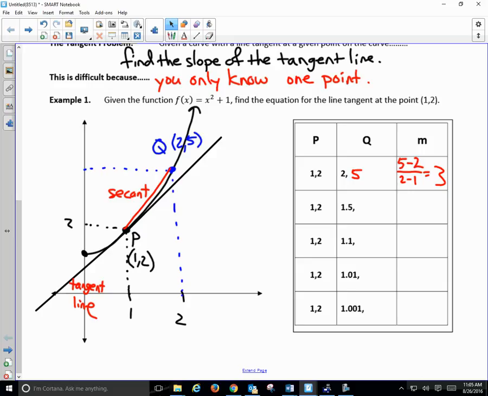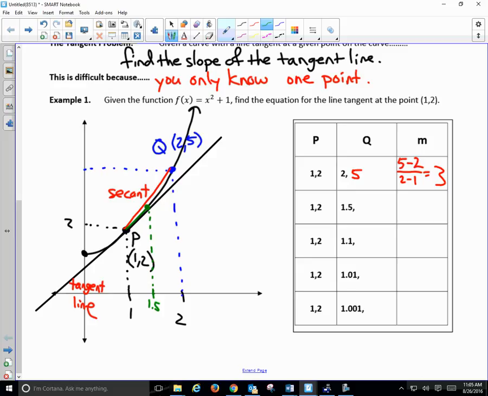Move it closer to what? Move Q closer to P. Does that sound like a good idea? So instead of having an x value of 2, let's have an x value of 1.5. Does that sound like a deal? All right, let's try it again. X value of 1.5. Looks like that line is a better approximation, doesn't it?